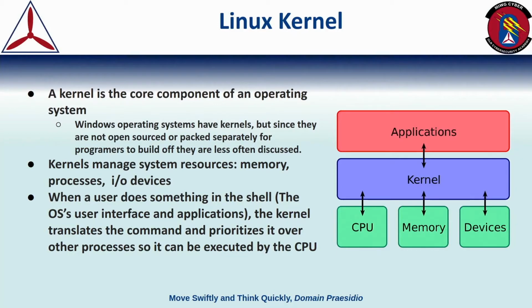Basically, the kernel is the layer that is between the applications and the hardware of your computer. It interfaces between that for you. When a user does something in the shell, the operating system's user interface and applications, the kernel translates the command and prioritizes it over other processes so it can be executed by the CPU.